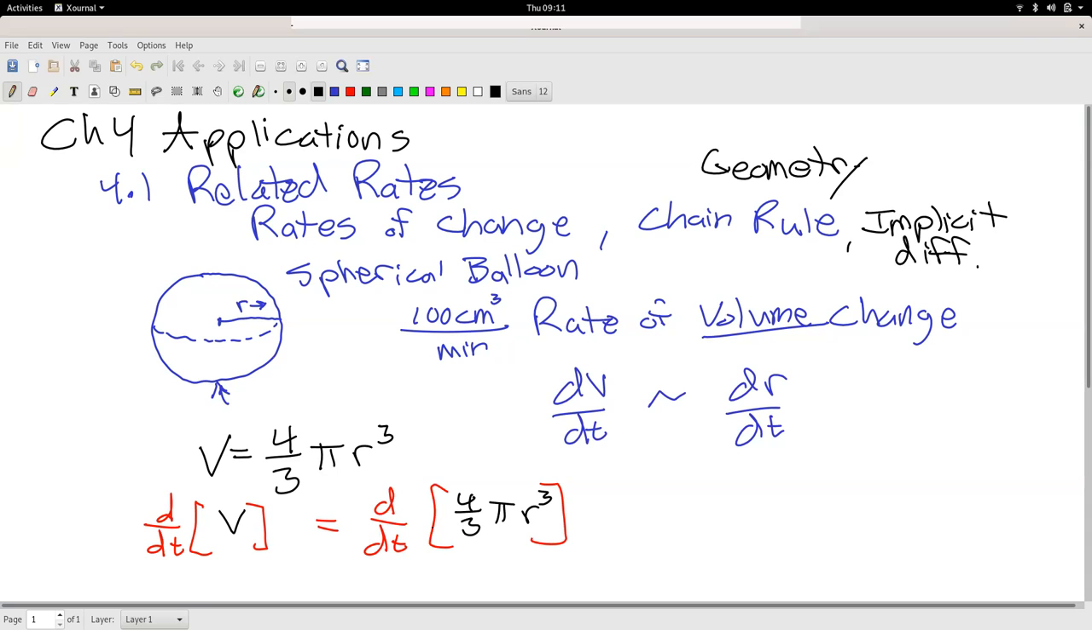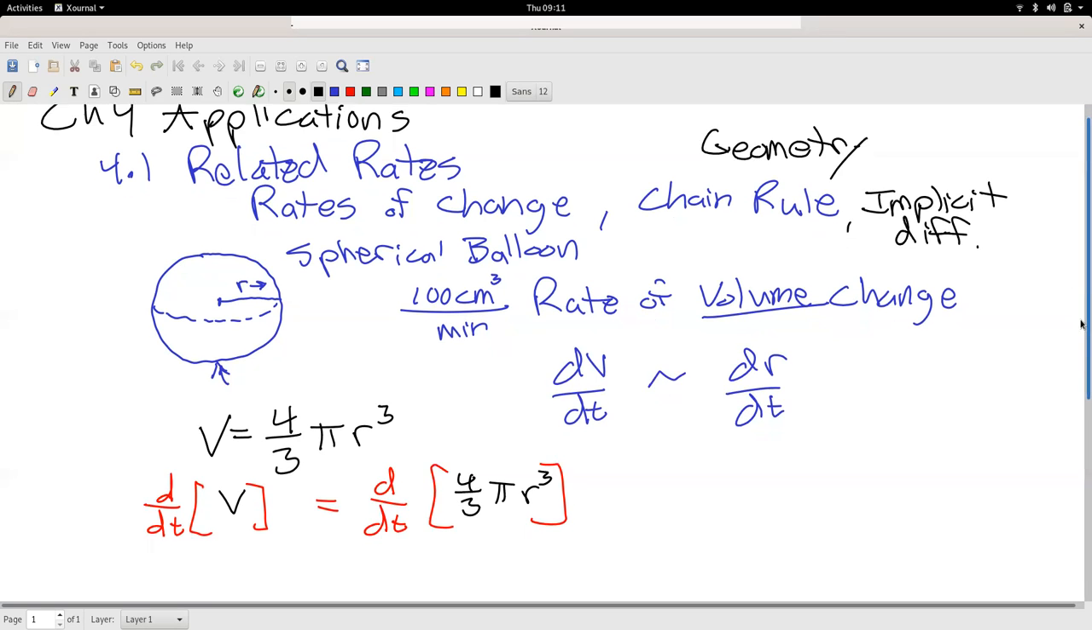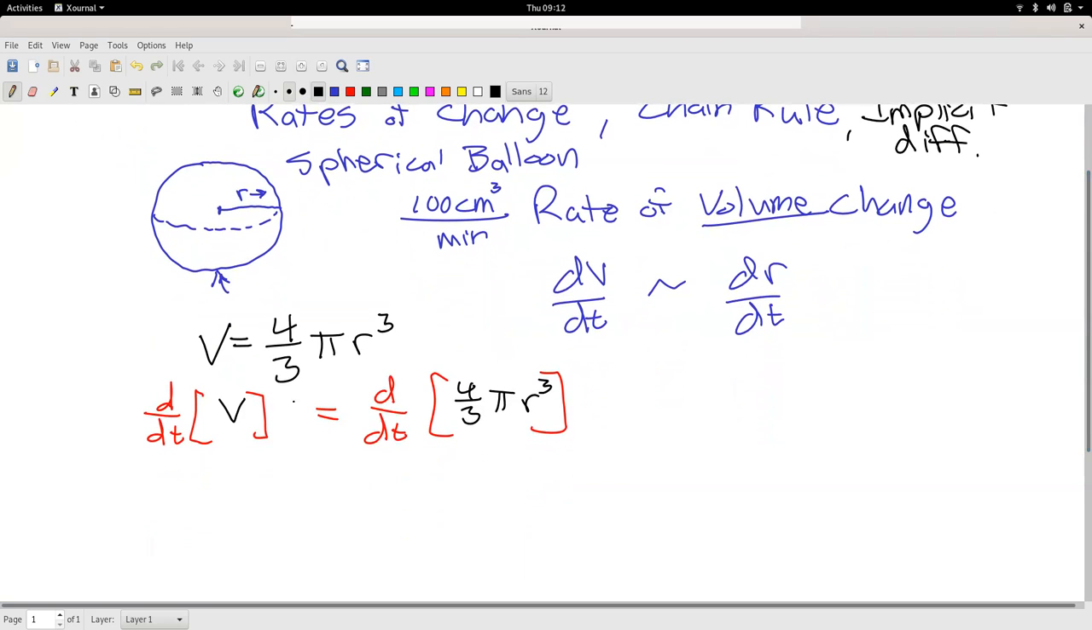Now, we have to pay attention to the variable that we're differentiating with respect to, because it may not match the variables in our equation. For example, this is the derivative of V with respect to t. We could call that V dot or V prime. I'm just going to call it dV/dt, so I'm just going to rewrite it like that.